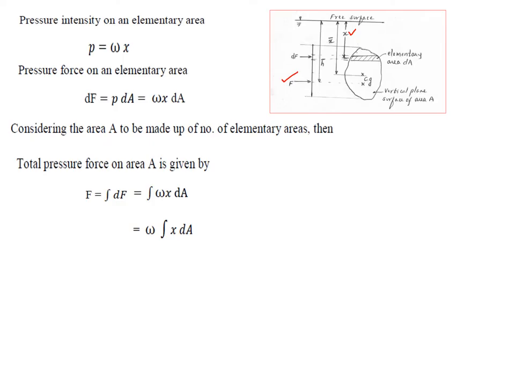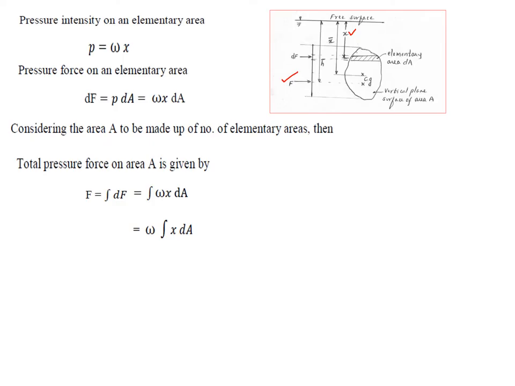As you know, the definition of centroid is A1 x1 plus A2 x2 plus A3 x3 divided by the total area. Therefore A1 x1 plus A2 x2 plus A3 x3 and so on should be equal to the total area into x bar. This is nothing but the summation of x into dA.